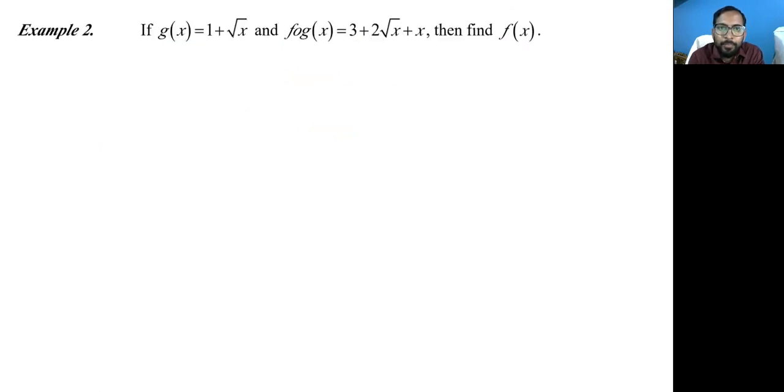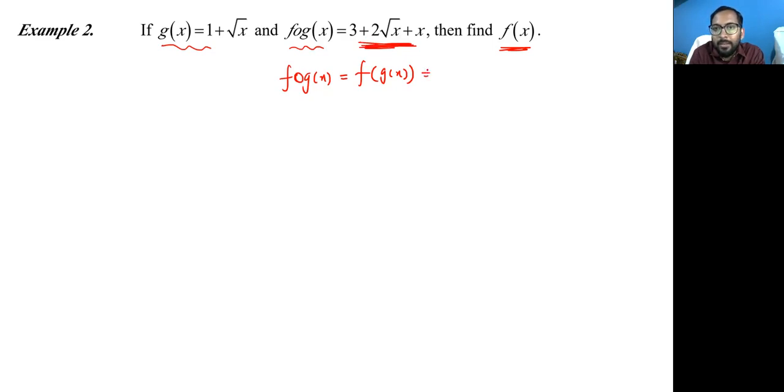Next example. Here it is given g of x and f of g of x. We need to find f of x. Observe the f of g of x. That means in this example, it is already given with the replacement of g of x in place of x in the function f of x. So we need to convert this function.